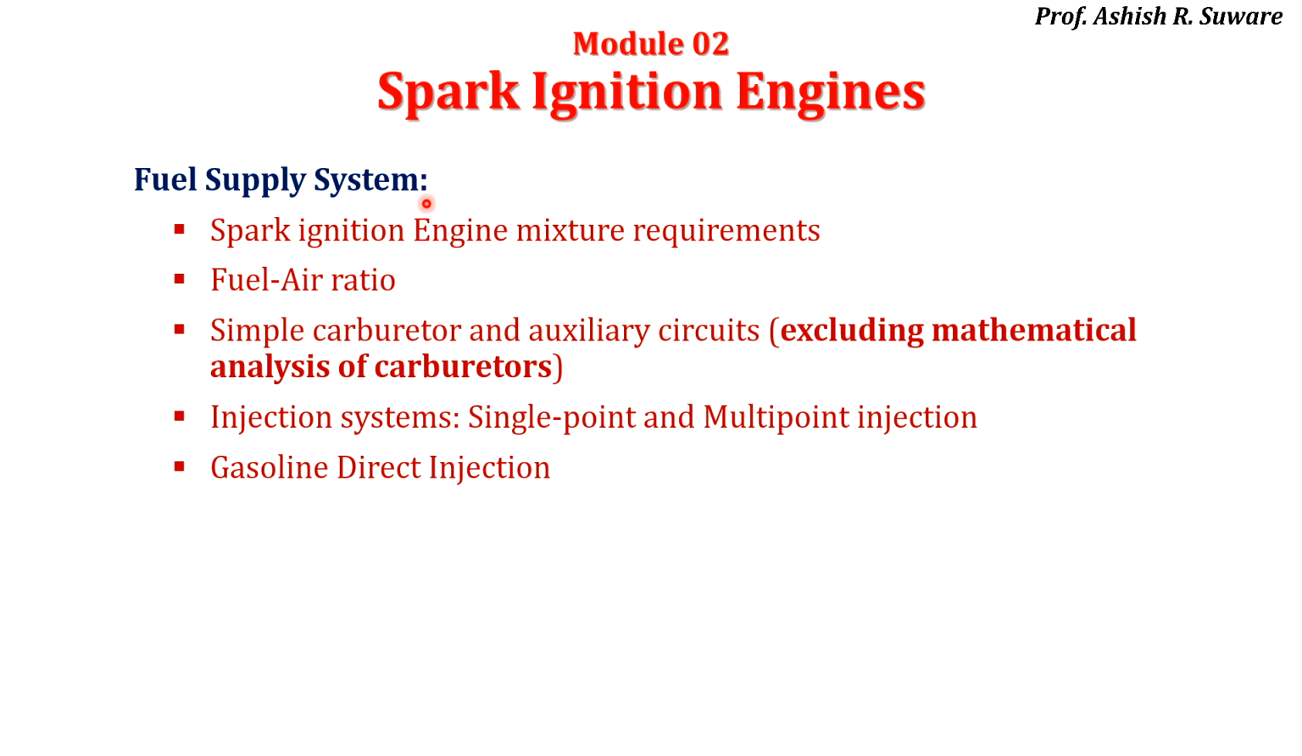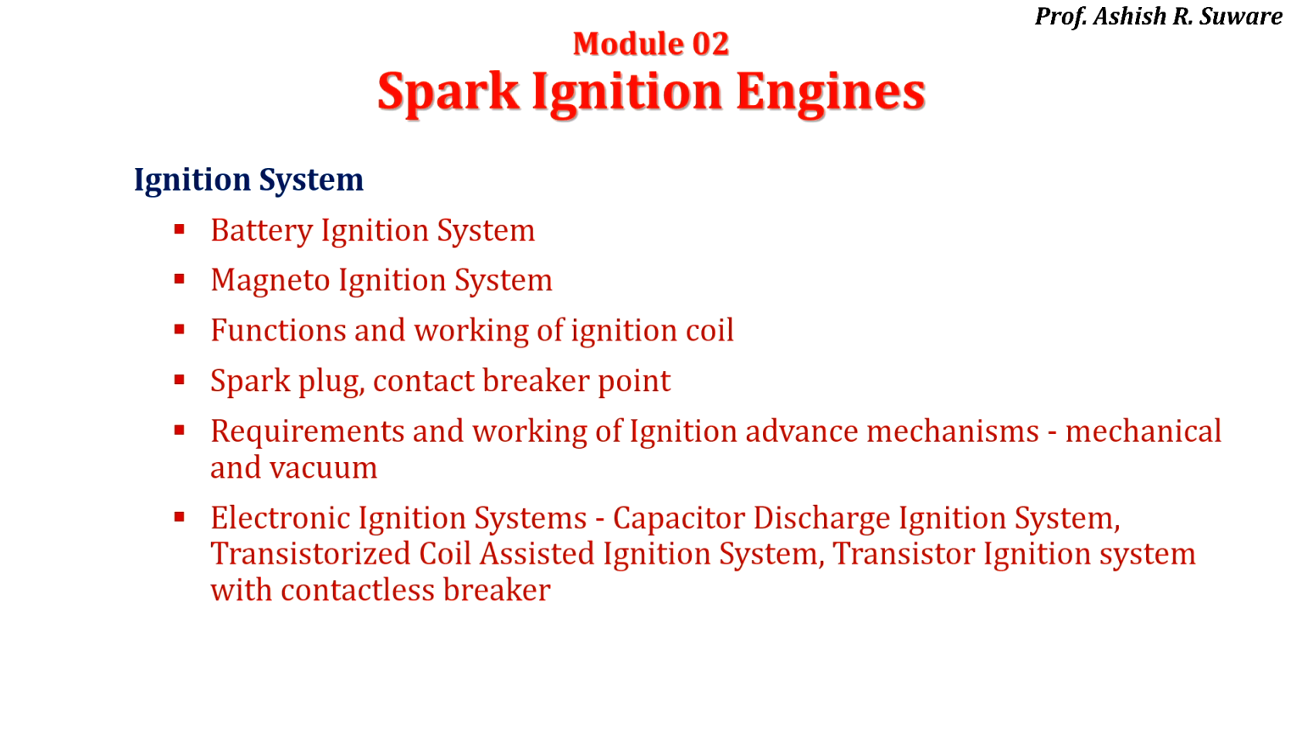In the next part, now check, our cylinder is filled with air fuel mixture and it is ready to combust. In a spark ignition engine, ignition will not occur on its own. An external member is required for ignition, that is the ignition system. So next we'll study different types of ignition systems and requirements of ignition systems.